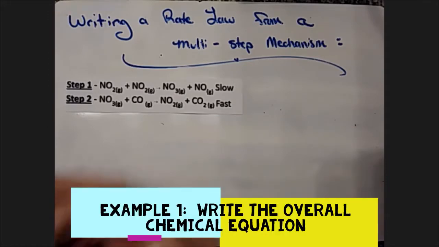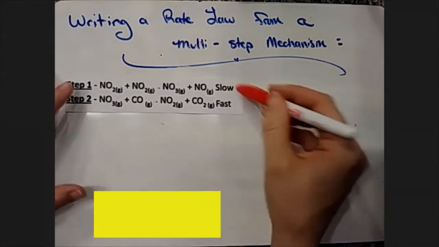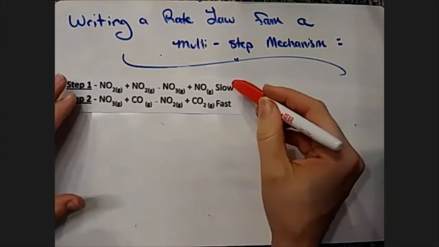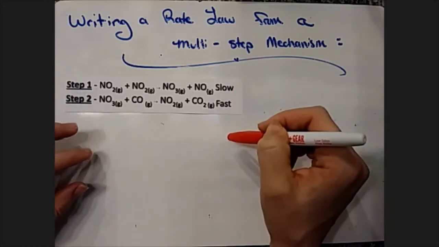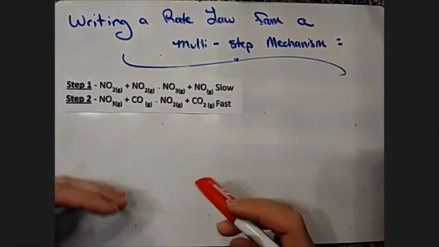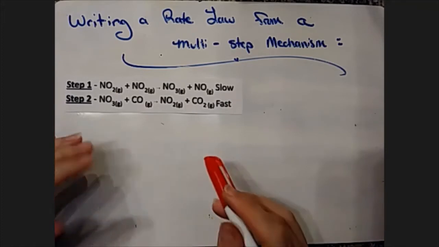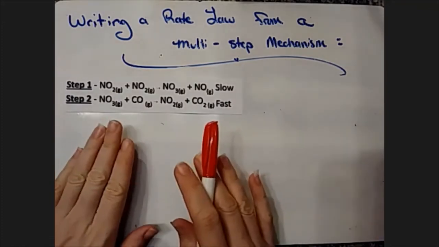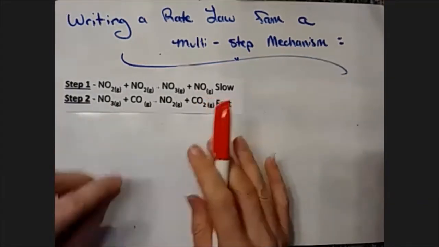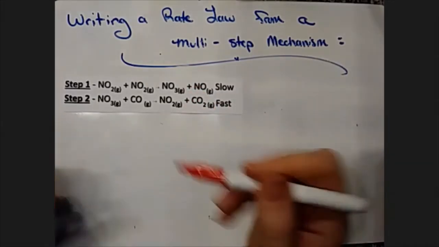Now, the last thing that you can do with a multi-step mechanism: this does not actually show the overall chemical equation for this process. It doesn't show the net equation. So what we would want to do is to simplify and then write the overall equation. The only thing that we really need to do is to cross off like terms. If there's anything that's the same from the reactant side to the product side, we can cancel those items out, and then we would simply rewrite what we have left over.